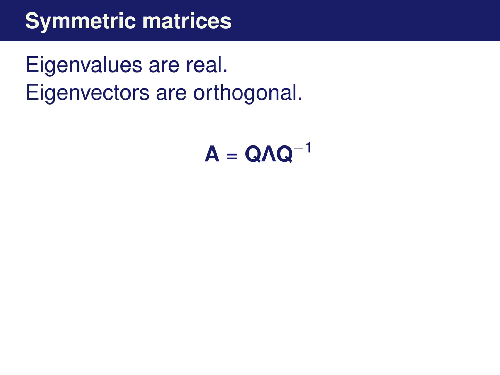The matrix of eigenvectors can be replaced by an orthogonal matrix Q. The inverse of an orthogonal matrix is simply the transpose of the matrix. So, A equals Q lambda Q transpose. This formula is known as both the principal axis theorem and the spectral theorem. Let's see why. We start with the principal axis theorem.